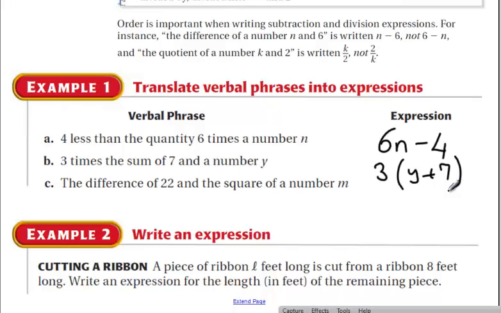The third one is the difference of 22 and the square of a number m, the difference. So 22 minus the square of m is the answer. So these are the answers of the expressions.